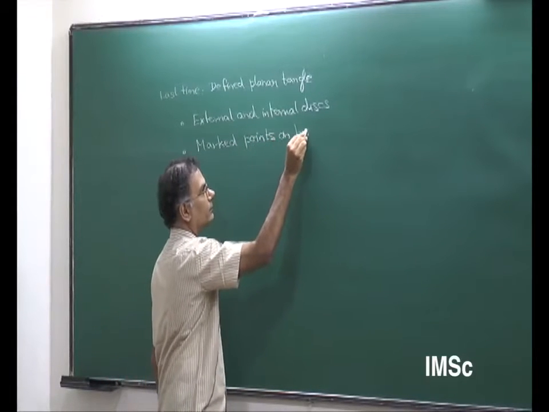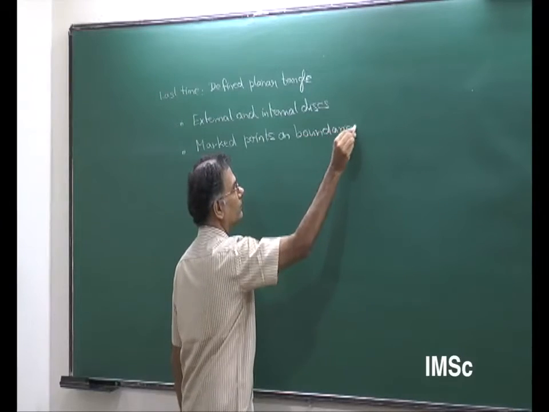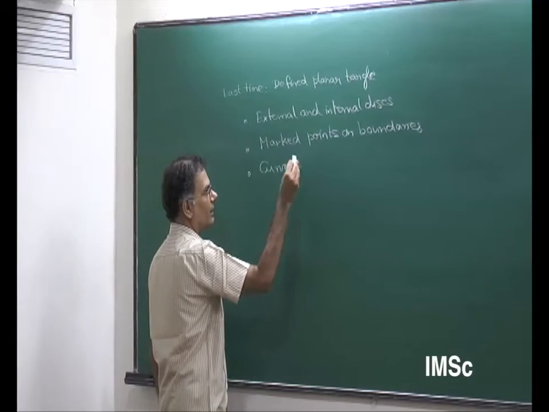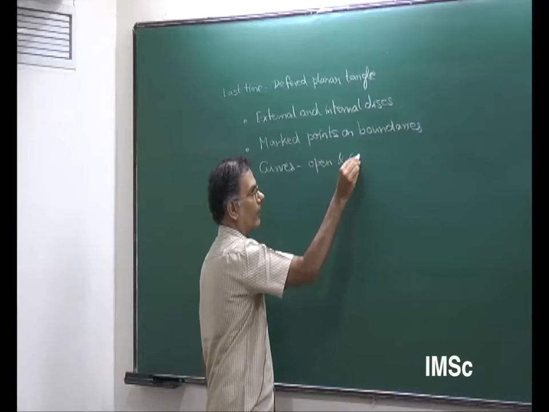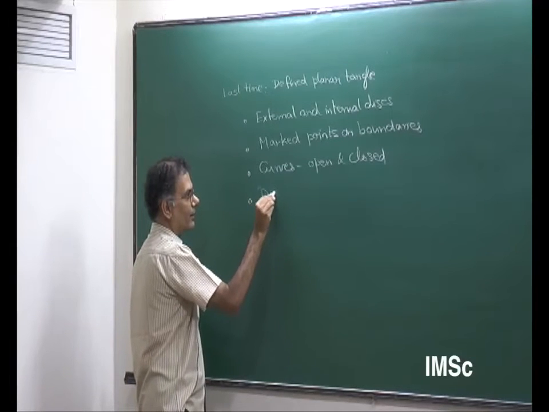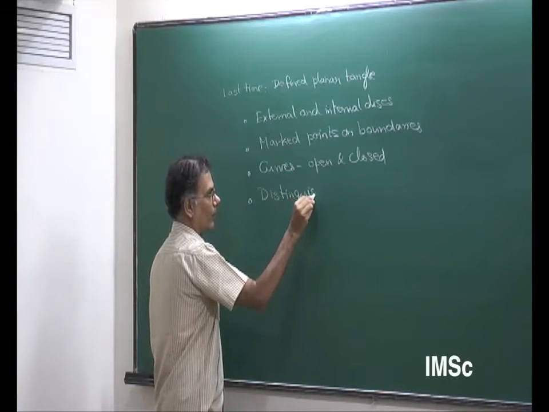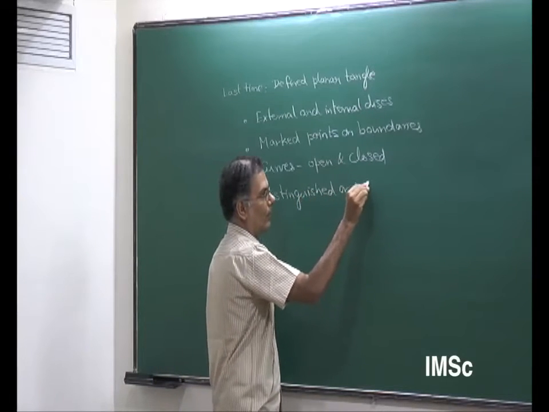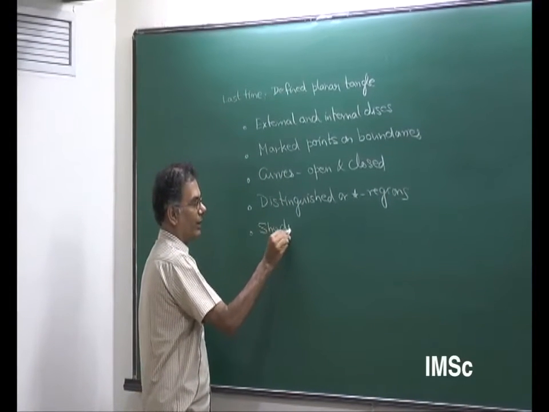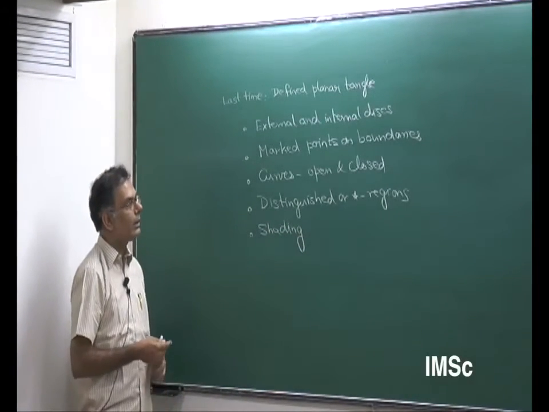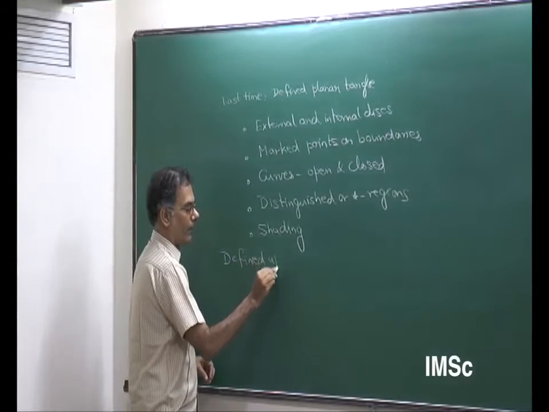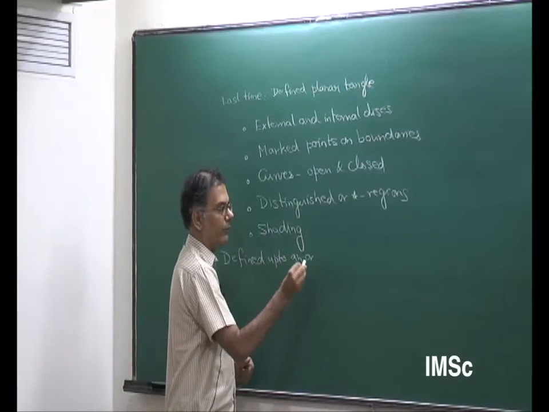on the boundaries, and third was a collection of curves of 2 types, open and closed, or strings. And then there were distinguished regions or star regions, and lastly we had shading, a black and white shading. And the important thing about planar tangles is it's defined up to an orientation preserving diffeomorphism of R2.